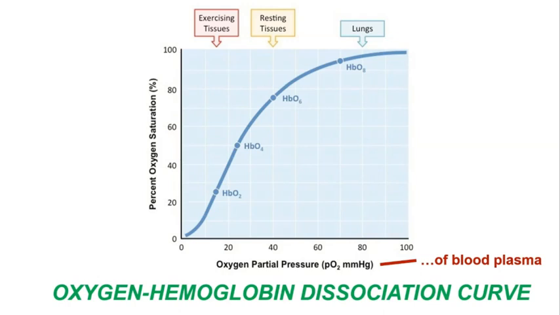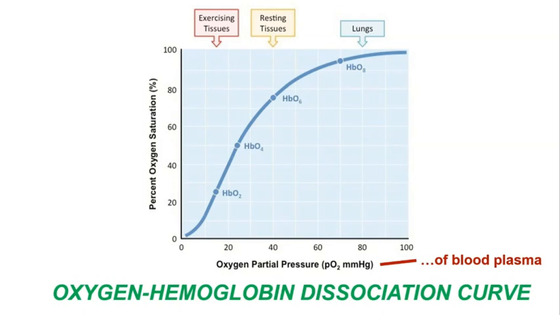So we'll start by examining this, which is an oxygen hemoglobin dissociation curve. It's a graph that describes the relationship of the partial pressure of oxygen in the blood plasma to the percent saturation of hemoglobin. Because recall that in order to get to the red blood cells, oxygen has to diffuse through blood plasma in order to get into the red blood cell and attach itself to hemoglobin. So this curve is also known as the oxygen hemoglobin saturation curve.